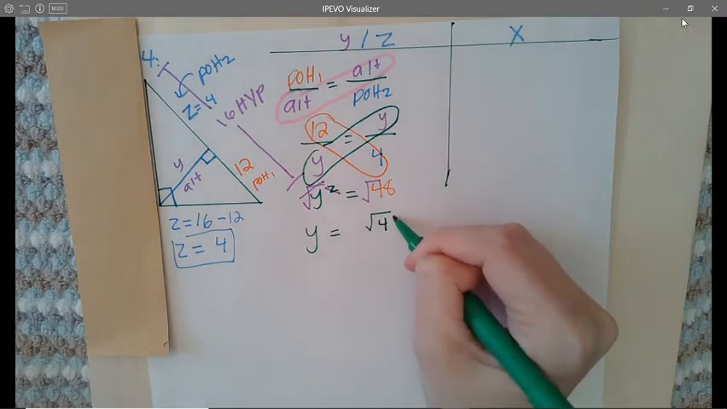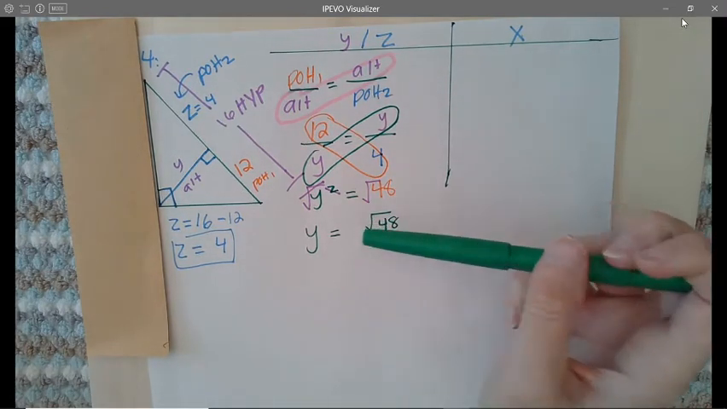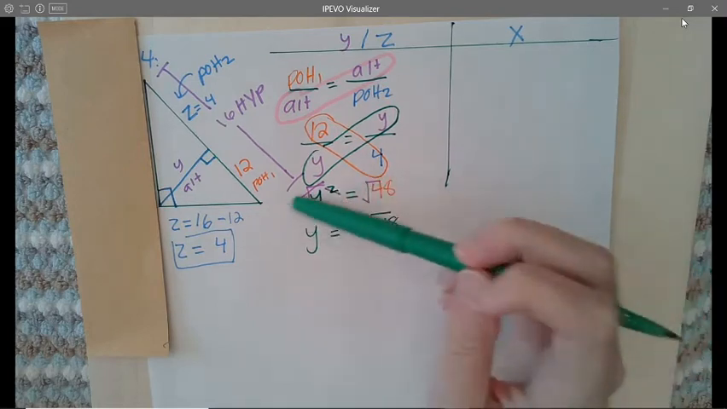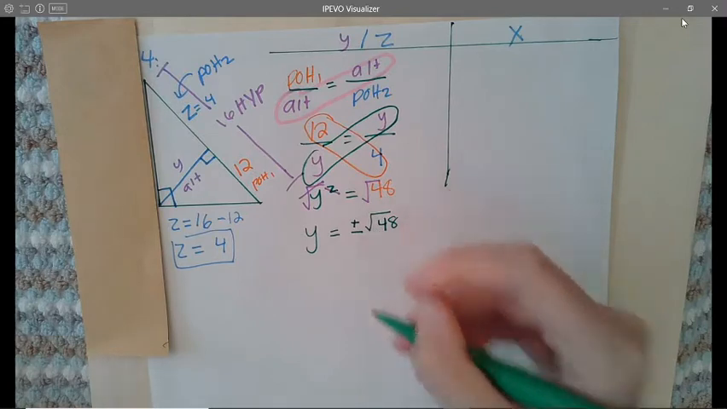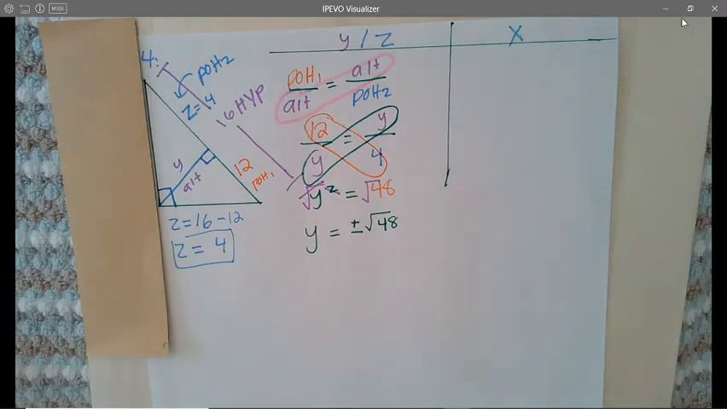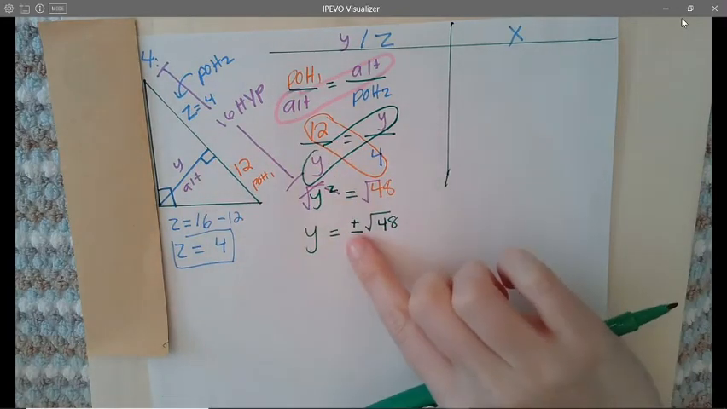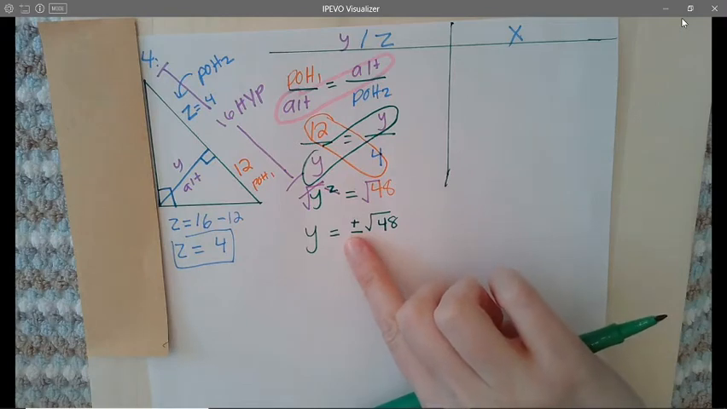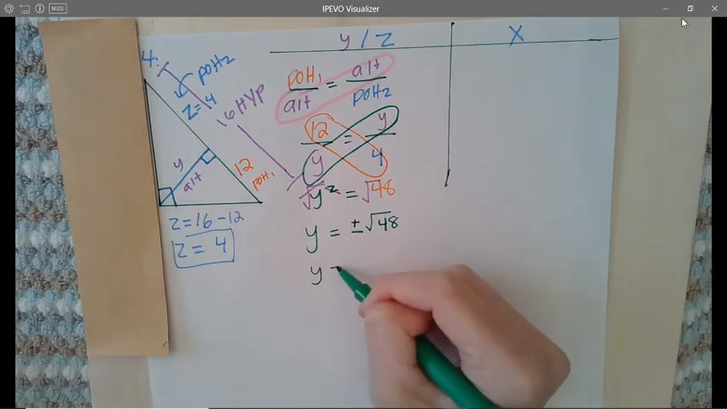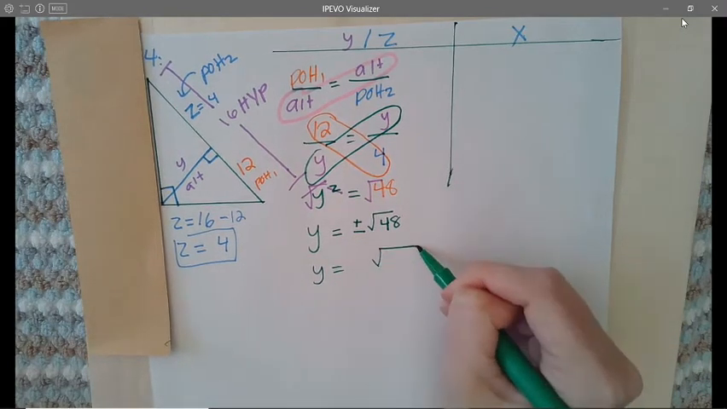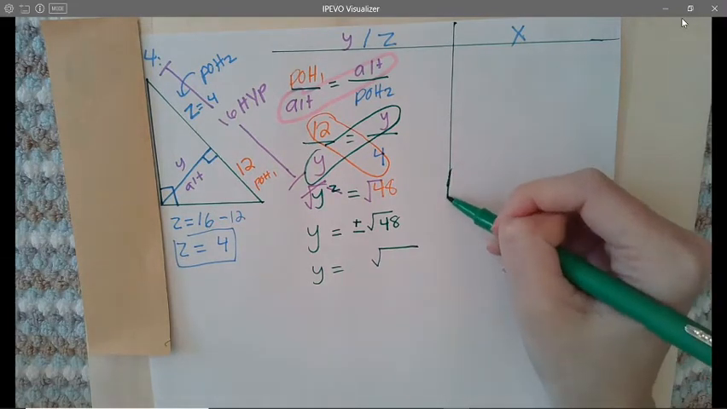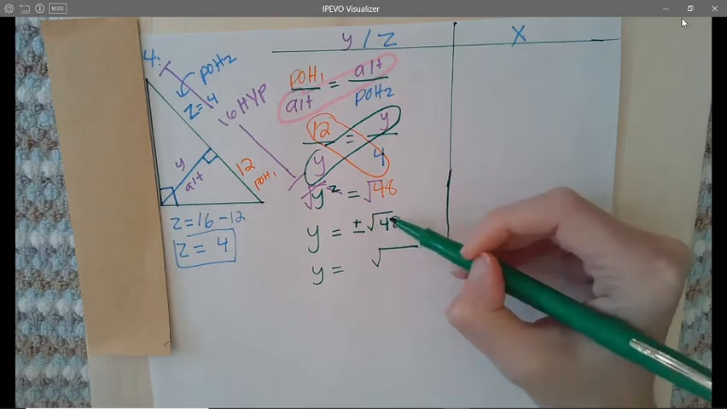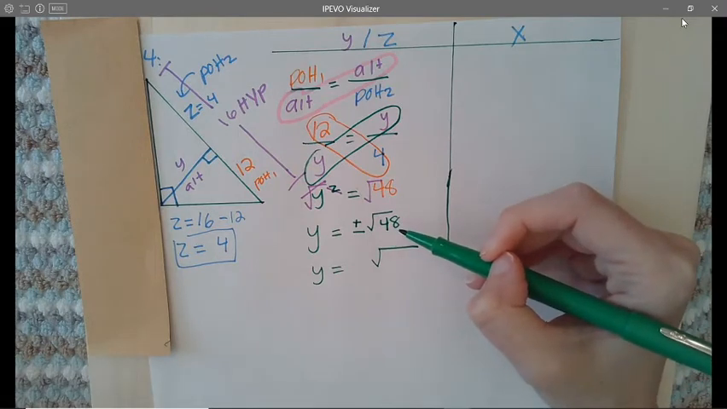And don't forget, you guys, what will appear when you square root both sides of an equation? Plus or minus technically appears, but we know in our final answer the altitude length can't be negative, so we won't include the negative. And then finally, is 48 a perfect square? No, it is not. So how do we solve when a number is not a perfect square underneath the radical?